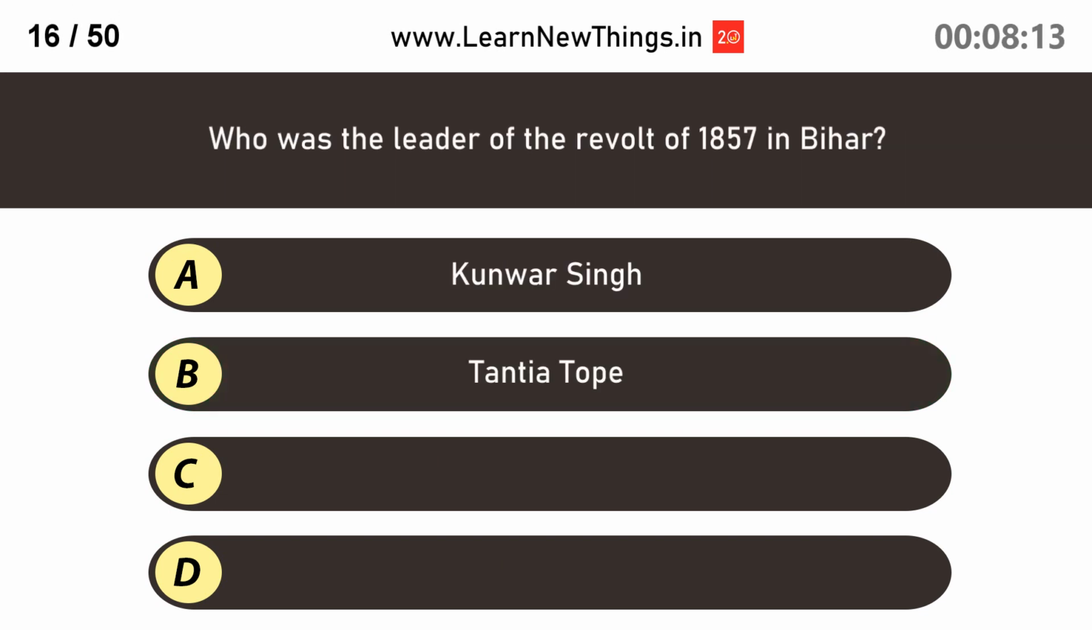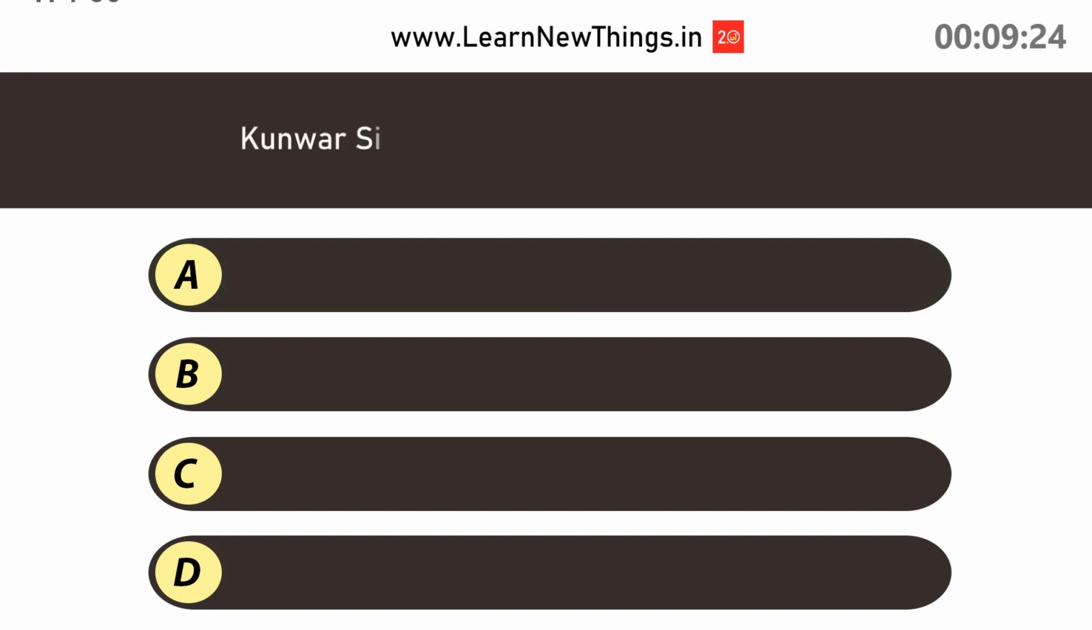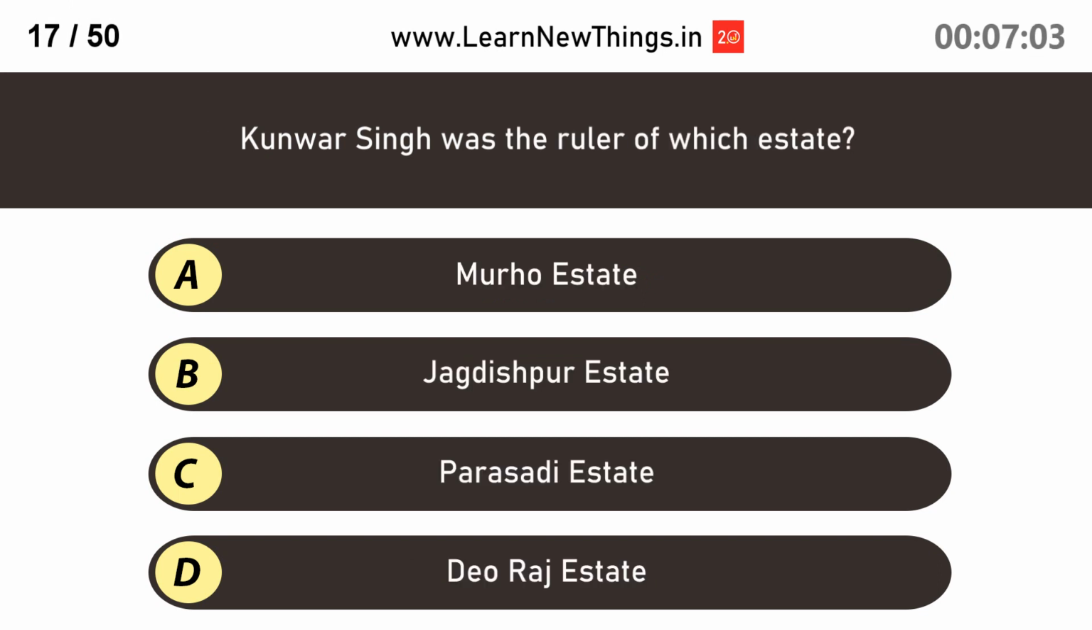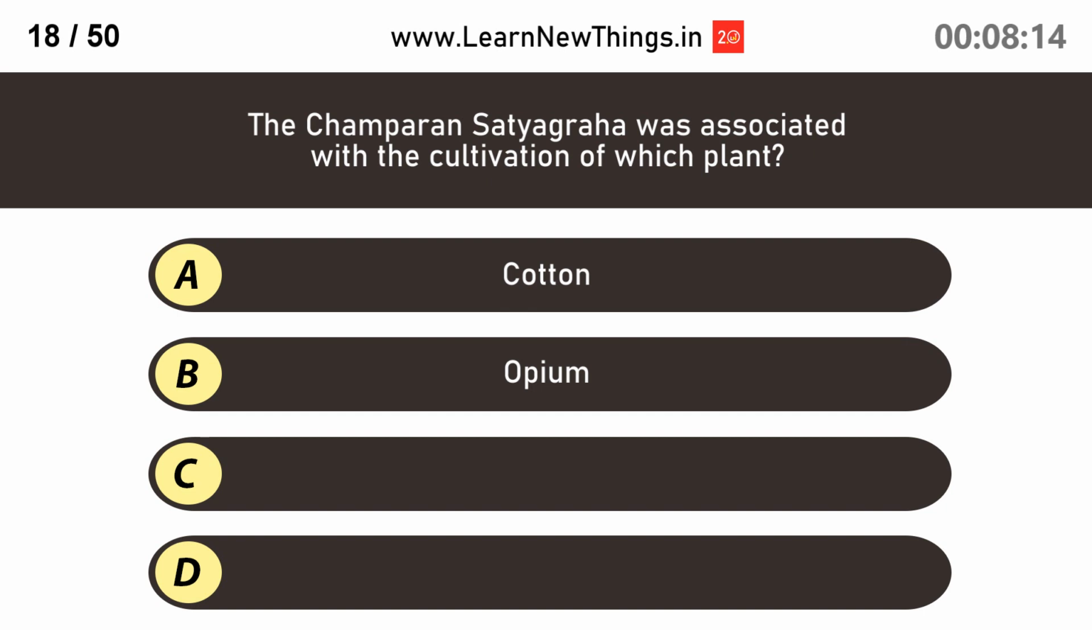Who was the leader of the revolt of 1857 in Bihar? Kunwar Singh. Kunwar Singh was the ruler of which estate? Jagdishpur Estate. The Champaran Satyagraha was associated with the cultivation of which plant? Indigo.